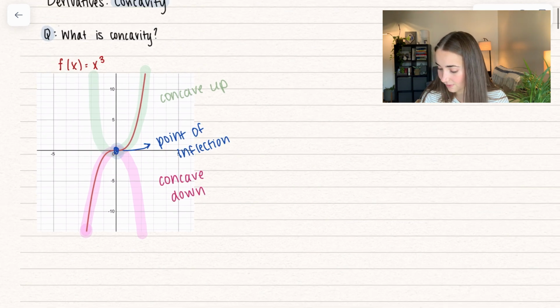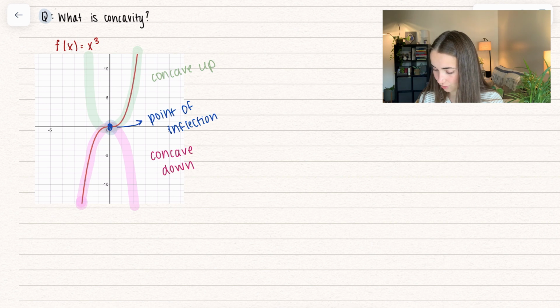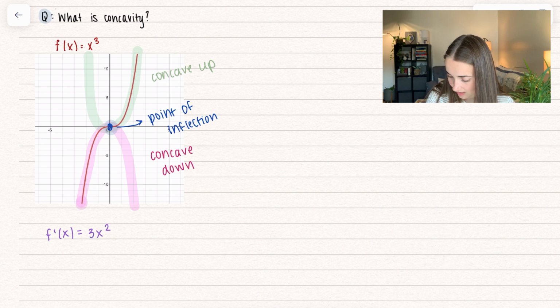So what does this have to do with our derivatives? In order to find if a function is concave up or down, we actually need to look at the second derivative. So let's go ahead and calculate that of our function. So we have f of x equals x cubed. F prime of x is going to be equal to 3x squared. And now our second derivative, f double prime of x, is going to be equal to 6x.